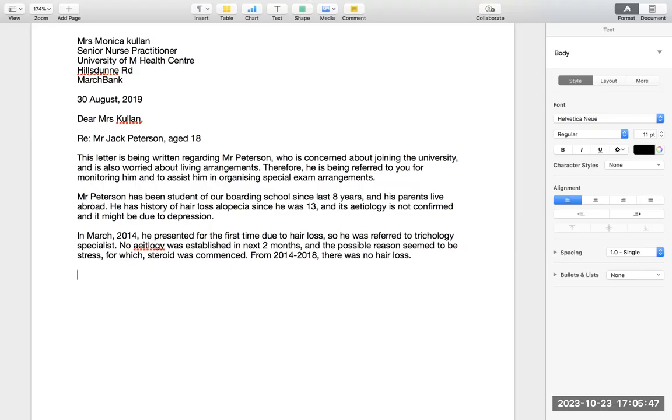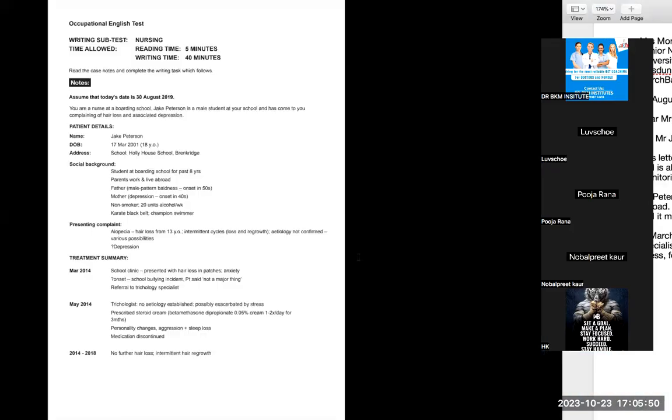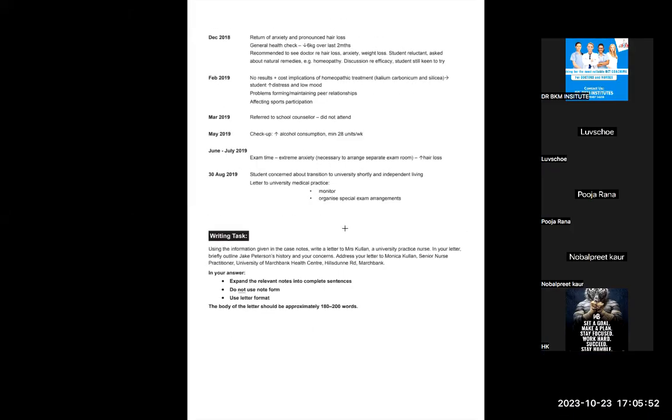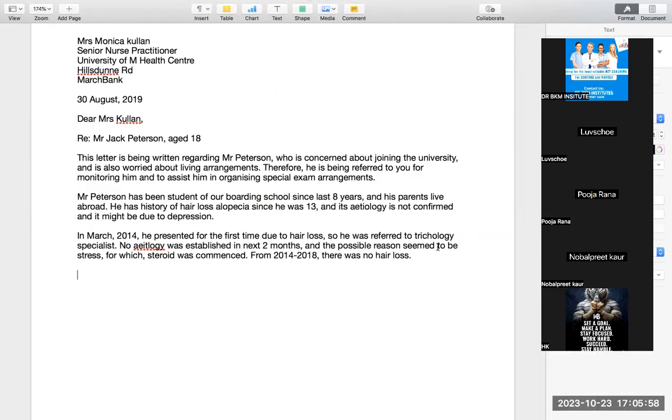Now I'm trying to mix up with the next page. Let's go to the next page and see the other information. So when I see this information: return of anxiety and pronounced hair loss in December 2018. So the letter is going in flow. Now I talk about liner D capital. In December 2018, hair loss. He again complained of hair loss. Let's make it more simple. He again complained of hair loss.